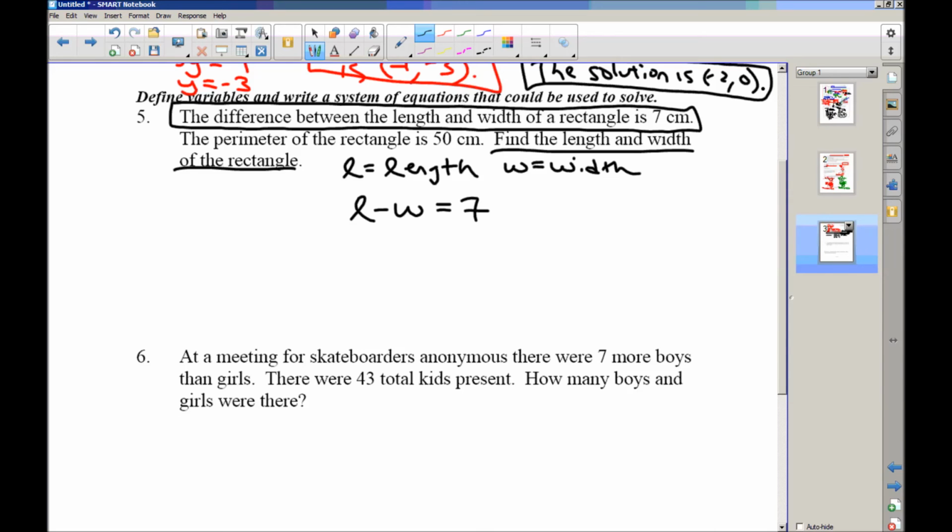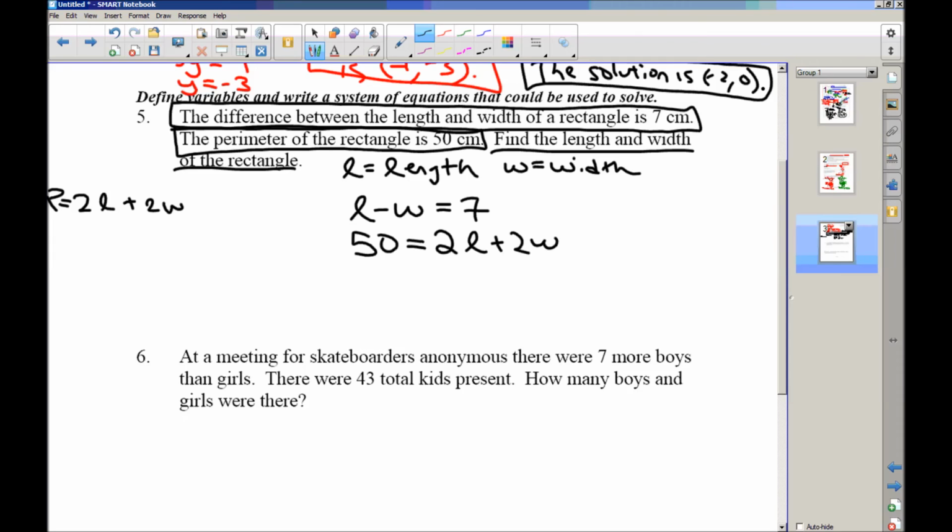All right, the last sentence says the perimeter of the rectangle is 50 centimeters. So the perimeter formula is usually 2 lengths plus 2 widths is equal to the perimeter. Well, in our case, we know the perimeter already, so we'll place 50 for perimeter, and the perimeter is 2 lengths plus 2 widths.